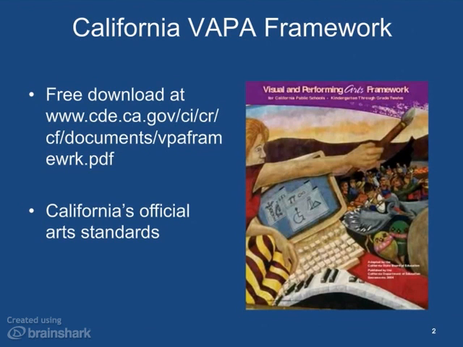The VAPA Framework is available online at the California Department of Education website. The framework was last published in 2004 and passed into law by the state school board and legislature. Even though there are new national standards for the arts, California has not yet adopted them, so this is still the official guide for what students should know and be able to do in the arts in your classroom.